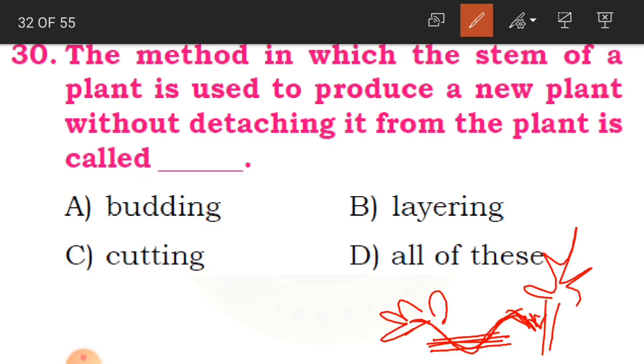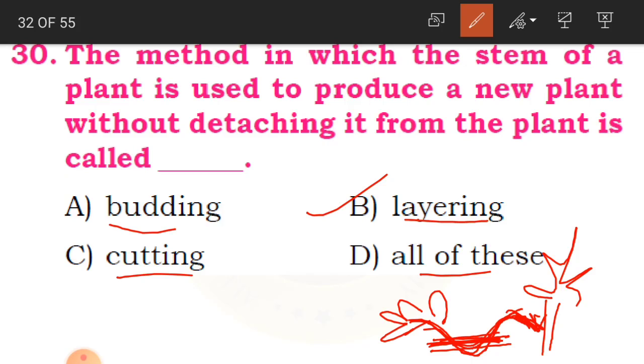So we are not detaching, we are not cutting the stem here. We are just bending the stem into the soil and covering it with soil, and we are getting the new plant from the mother plant. So what is this process called? Is it budding, layering, cutting, or all of these? Yes, this is layering, children. Okay. So this is how you have to find the answers to the questions, children.